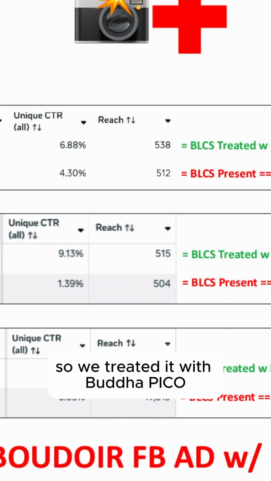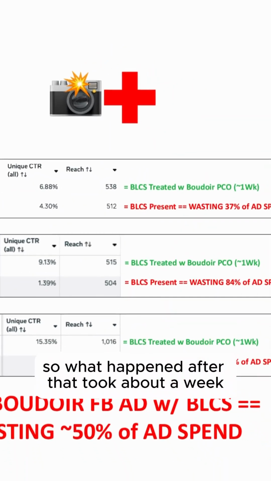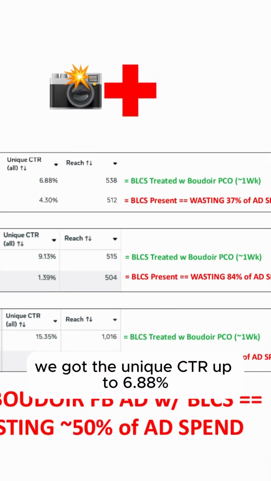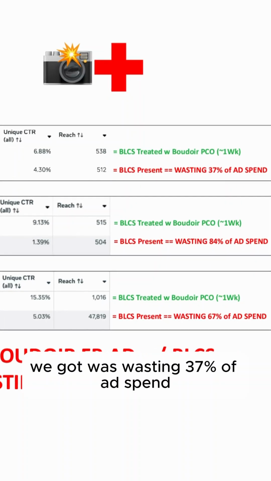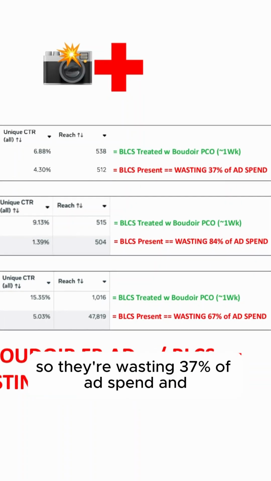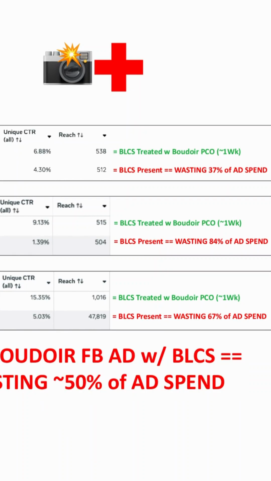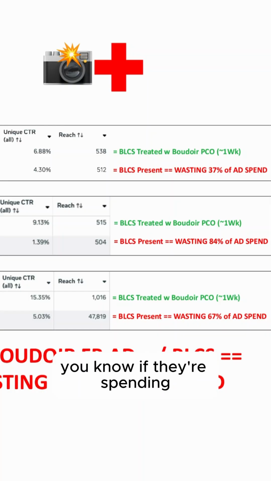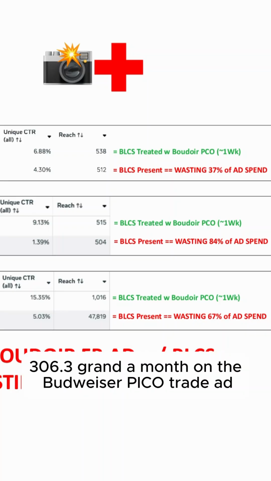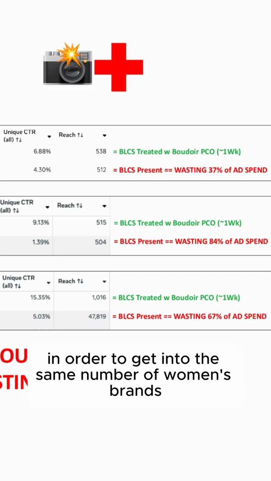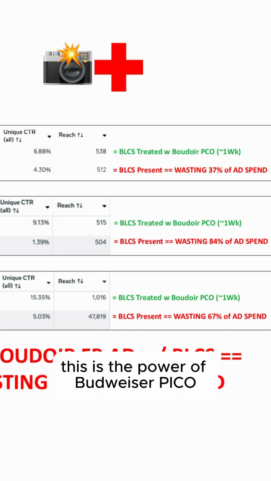So we treated it with Boudoir Pico. So what happened after that? It took about a week. We got the unique CTR up to 6.88%. So we found out the original Boudoir Facebook ad was wasting 37% of ad spend. So if they're spending 10 grand a month on the original Boudoir Facebook ad, now they only need to spend 6.3 grand a month on the Boudoir Pico treated ad in order to get into the same number of women's brains. This is the power of Boudoir Pico.